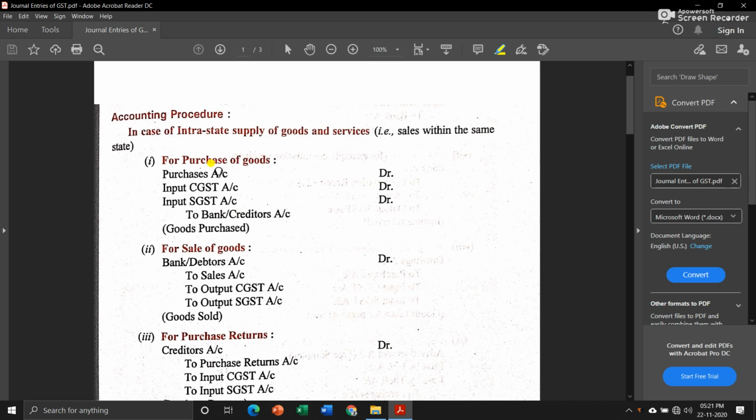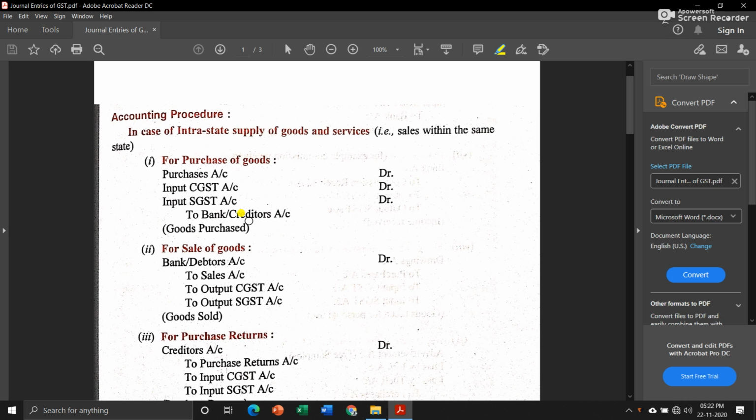Okay, now let us see when we purchase goods from within the same state, then in that case while purchasing we have to pass a journal entry. Normally in our journal entries we saw that the purchases account is debited and cash account or bank account or creditors account is credited according to the nature of the transaction. If it is a cash transaction, then cash account or bank account will be credited, or if it is a credit transaction, then creditors account will be credited.